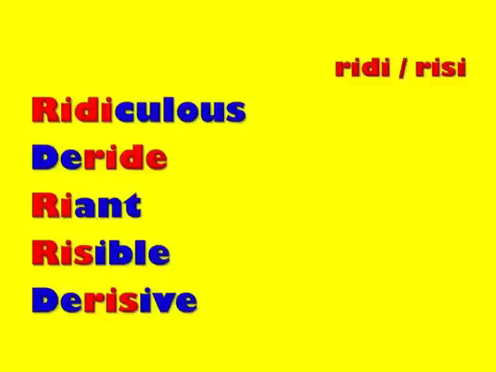Someone who is riant is someone who is always laughing. Try to think of a friend you may have who is always riant, always laughing, having a good time, and having a positive behavior. Something risible is something laughable, something we are able to laugh at. Certain behaviors can be risible. And something that is derisive is also something that is able to be laughed at.